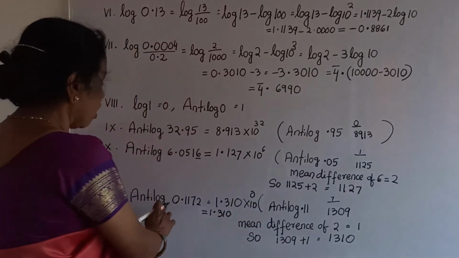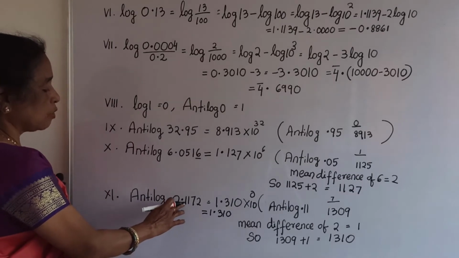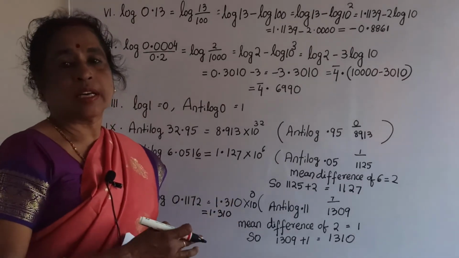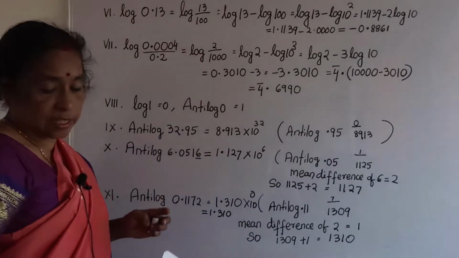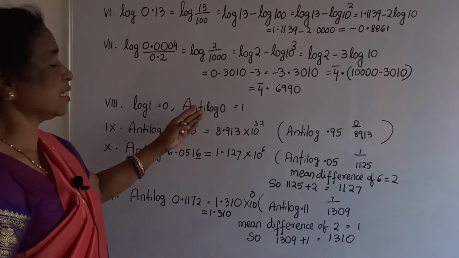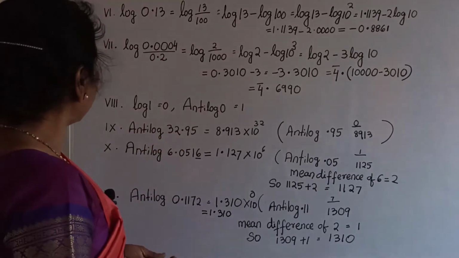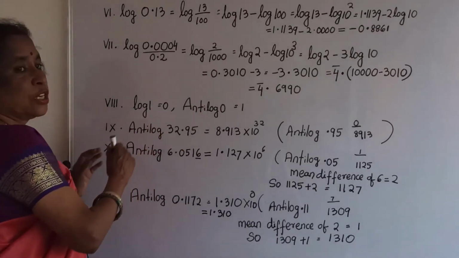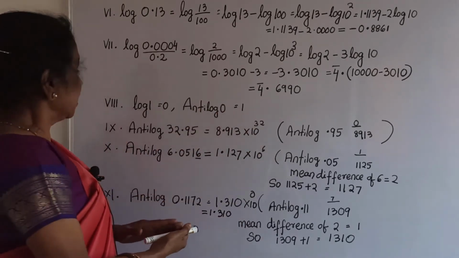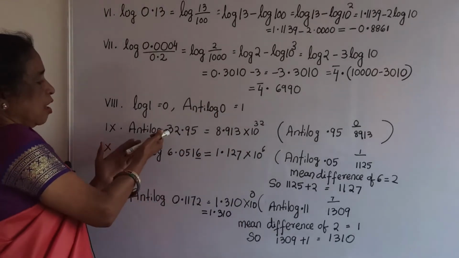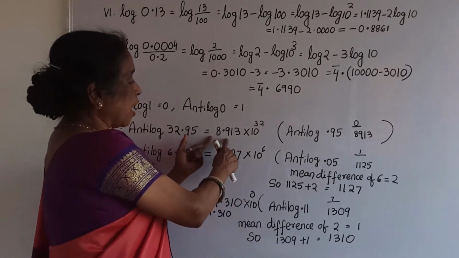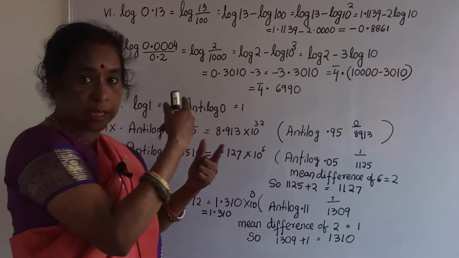So antilog of 0.1172 equals 1.310. Now see here, this is the formula of log A by B, and here it is antilog. Here you know log 1 equals 0, antilog of 0 equals 1. Similarly, when you calculate antilog of 32.95, that value comes to 8.913 times 10 to the 32.